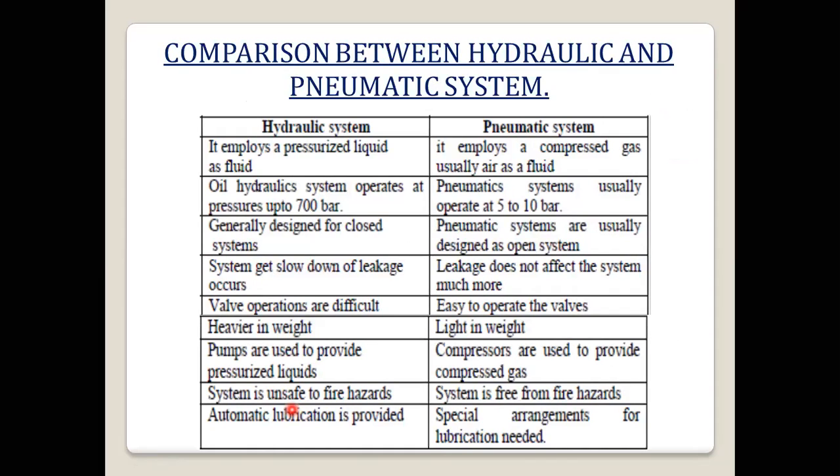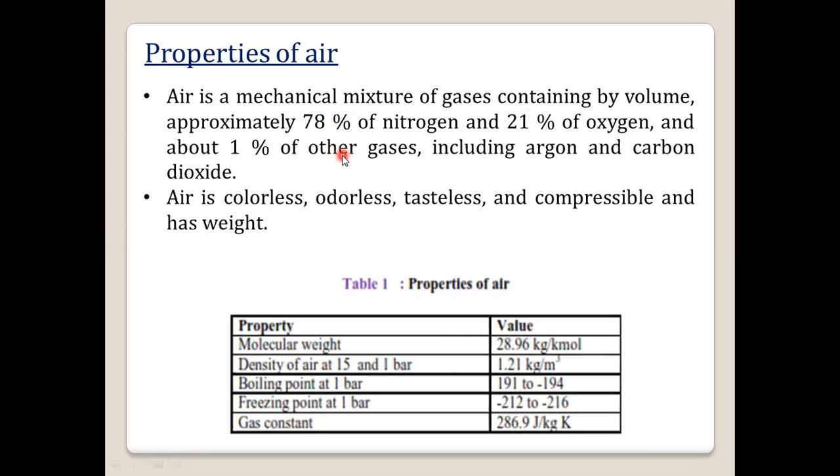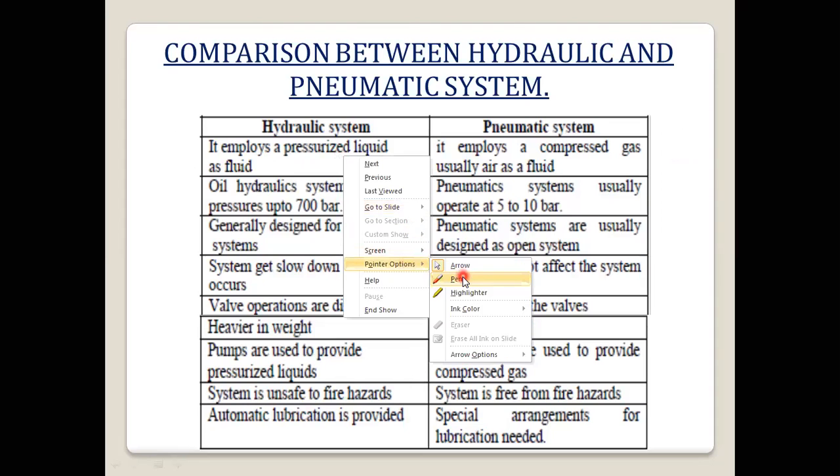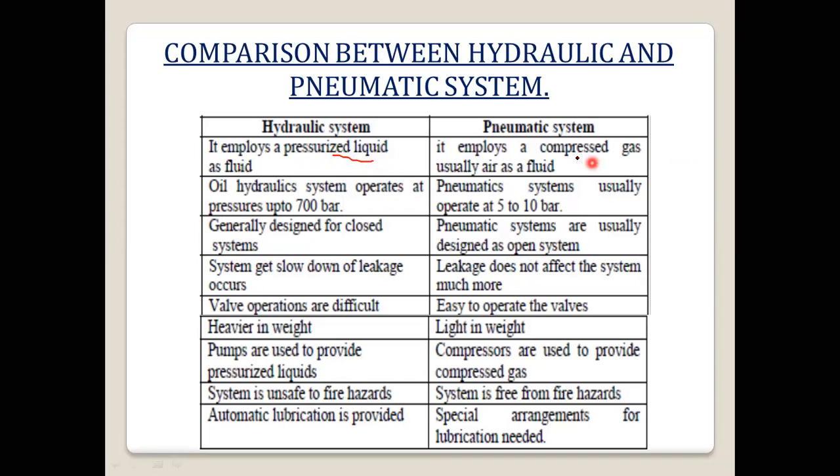So let us discuss the comparison between hydraulic and pneumatic systems. In the hydraulic system, we know that we are using pressurized liquid as the fluid, and here we are using compressed gas. Oil hydraulics will operate up to 700 bar, but pneumatics uses only 5 to 10 bar. Hydraulics is used for a closed system, while the pneumatic system is designed as an open system.